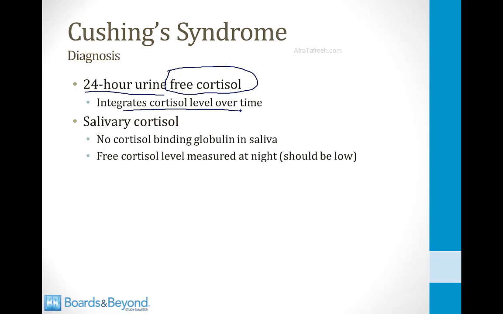The second way is to measure the amount of cortisol in saliva. There's no cortisol binding globulin in saliva. This makes the level of cortisol in saliva less variable. In addition, the patient can collect the salivary sample at night and store it and bring it to the lab the next day. You can't do that with a blood sample, so the patient can spit into a cup and bring it to the lab the next morning, and you can measure the free cortisol level at night, and it should be low at night based on the circadian rhythms.